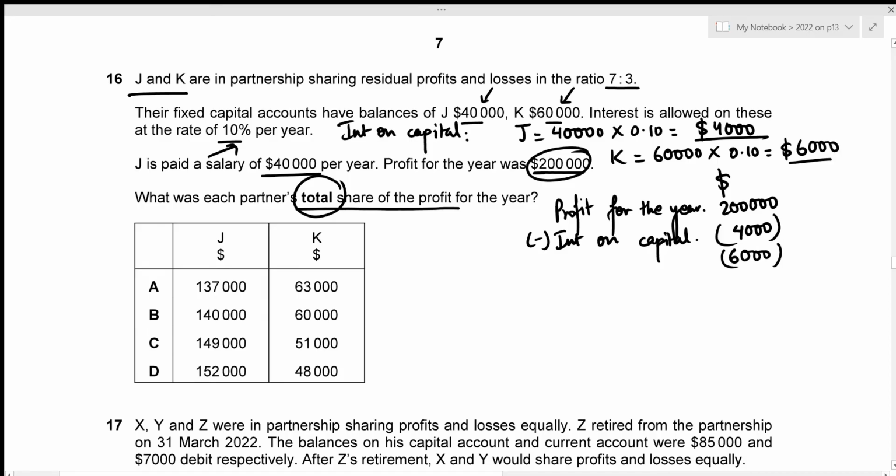Then we're also told that J is paid a salary of 40,000, which will again reduce the residual profit. So that's minus salary of 40,000. And this is everything to be included in our appropriation account. So now we can figure out the residual profit.